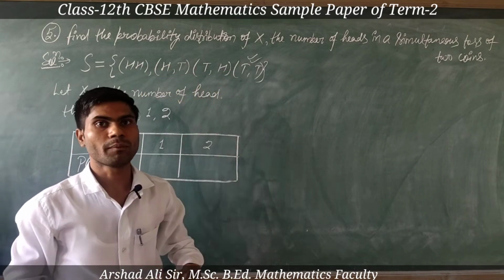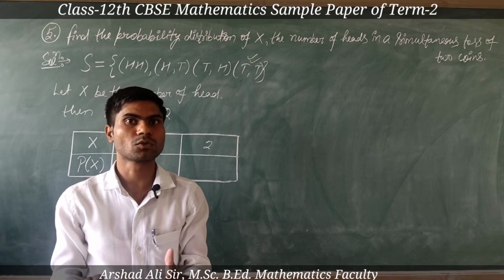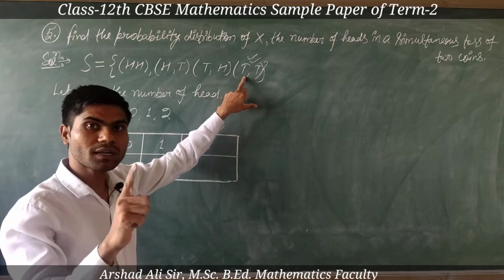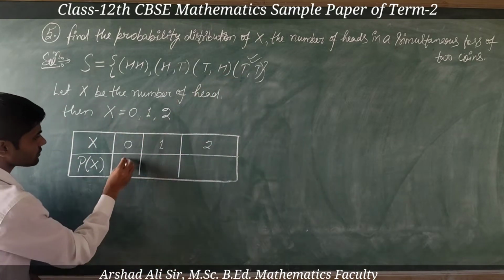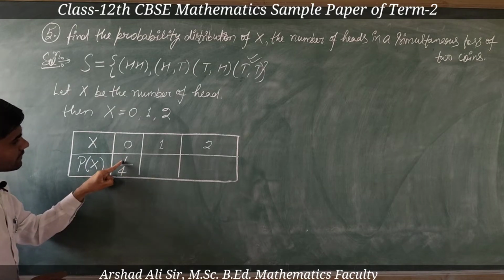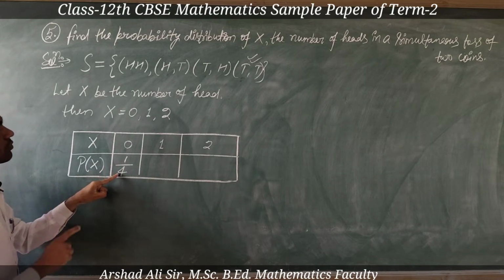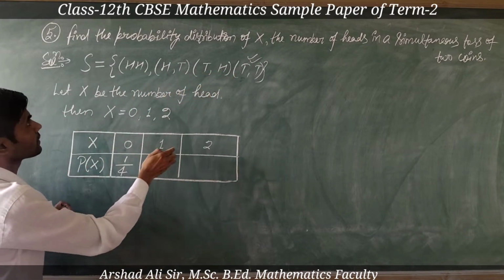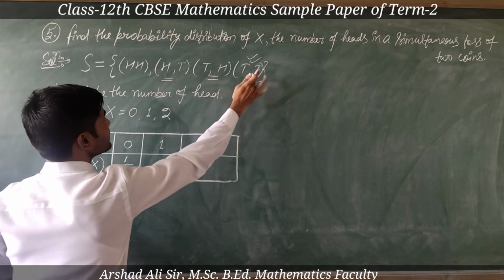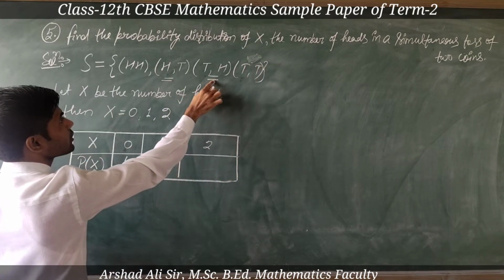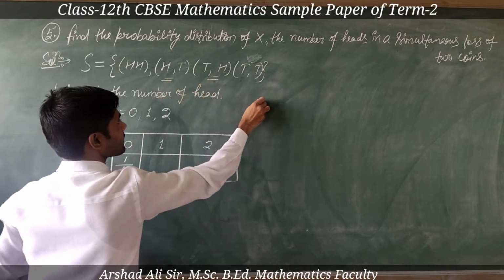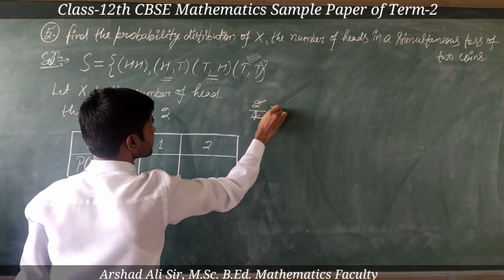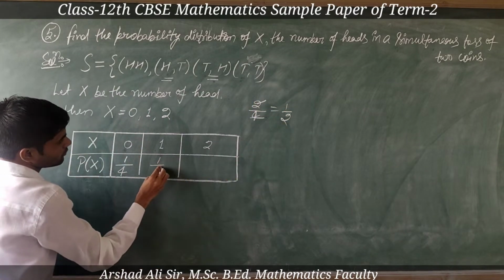What is the basic formula of probability? Probability of any event is equal to favorable outcomes upon total outcomes. So in our favor there is only one outcome, TT. It means 1 upon 4. 1 is the favorable outcome and 4 is the total outcome. Now we have to find 1 head. It means we have these 2 favorable cases, so we can write 2 upon total 4. So 2 upon 4 means 1 upon 2. So we can write here 1 upon 2.